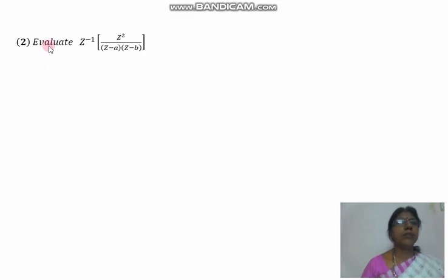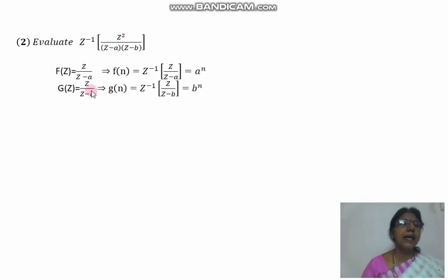The next problem: evaluate z inverse of z square by z minus a into z minus b. In the last problem it was z minus a, z minus a twice, but here the first function is z by z minus a, and the second function is z by z minus b. Just in place of a, b is there.